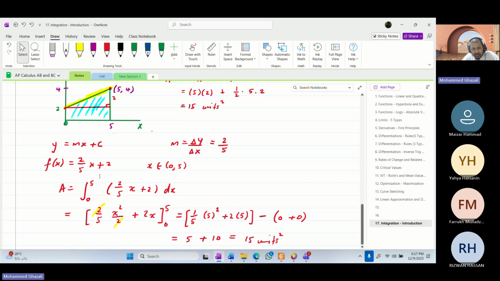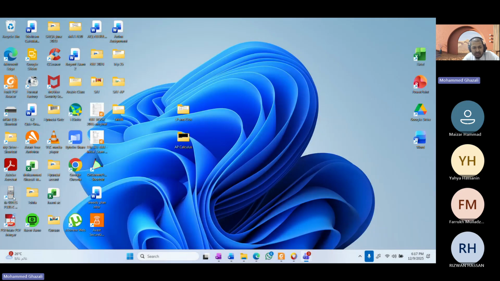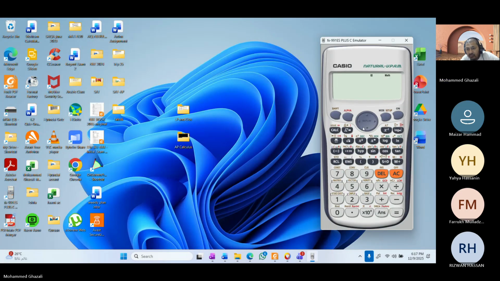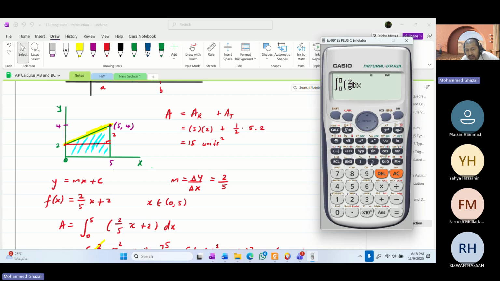Now remember, can I do this on the calculator quickly to double check my answer? Of course you can. So let's open the calculator and see if we can actually do it. We say integral, there's your integral sign. Please type properly, put brackets and stuff. So that's 2 over 5, alpha x, alpha x squared. Oops, supposed to be on the inside. Alpha x squared plus 2. And as you move the cursor left and right, you go to 0, and the upper boundary is 5.